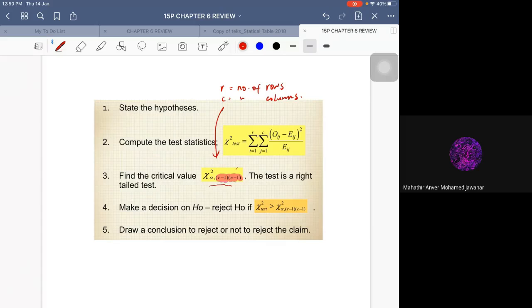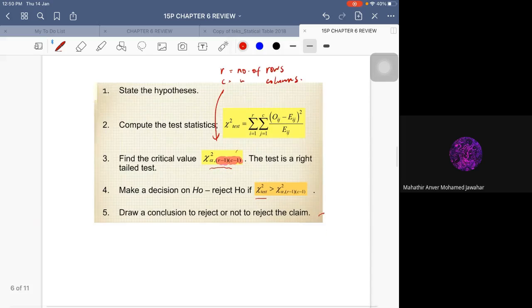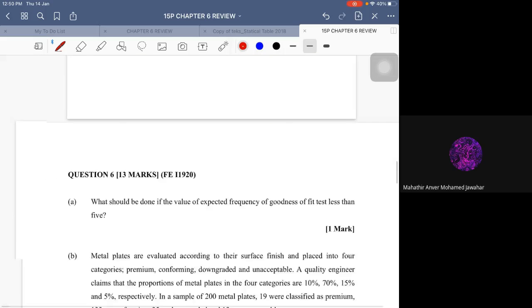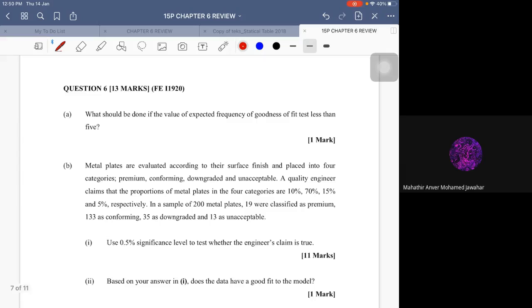And again, this one is also going to be a right-tail test. Meaning if your test statistic is greater than the critical value, you are going to reject the null hypothesis. And then the last step, you're going to draw a conclusion. That's it. Whether it's goodness of fit or contingency table, the calculation is going to be pretty much the same. If you get the idea for one, you should be able to get the idea for the rest of them.